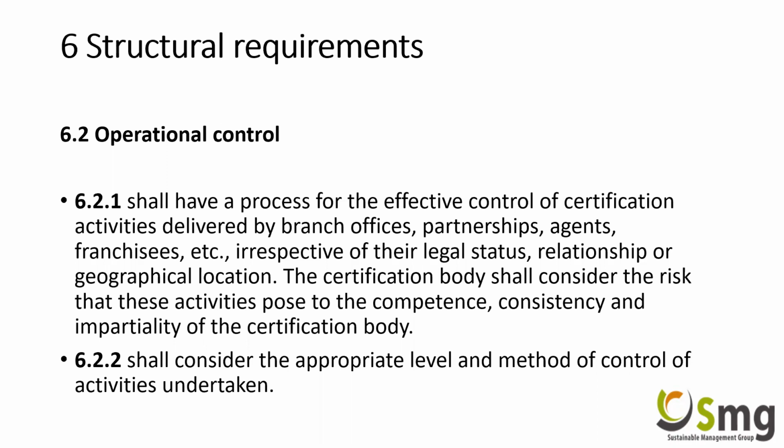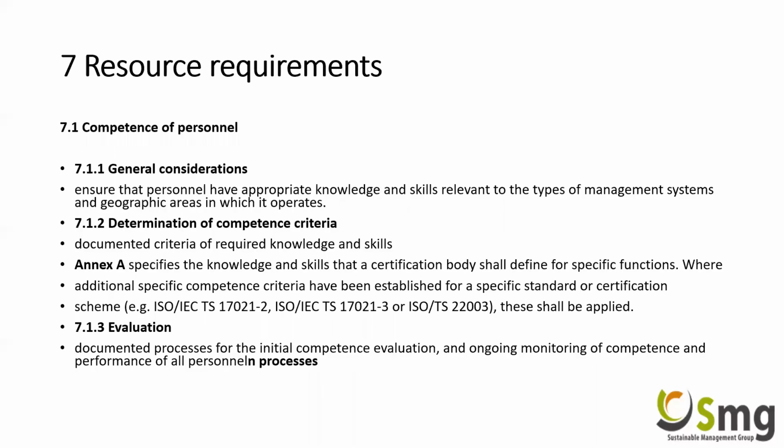So we do have procedures and processes in place that explain that, and we have already sent them to you as agents or partners on how to follow those processes. So this is very important, to have controls on this. We need to consider the risk of these activities by branch offices, and activities by partners, agents, and franchisees. What are the risks because of their activities, and how do we make sure that they have competent people, they are consistent in doing their job, and how do we make sure that impartiality is always in place, even if we have branches, partnerships, agents or franchises. And we need to see what type of control we're going to put on every one of them.